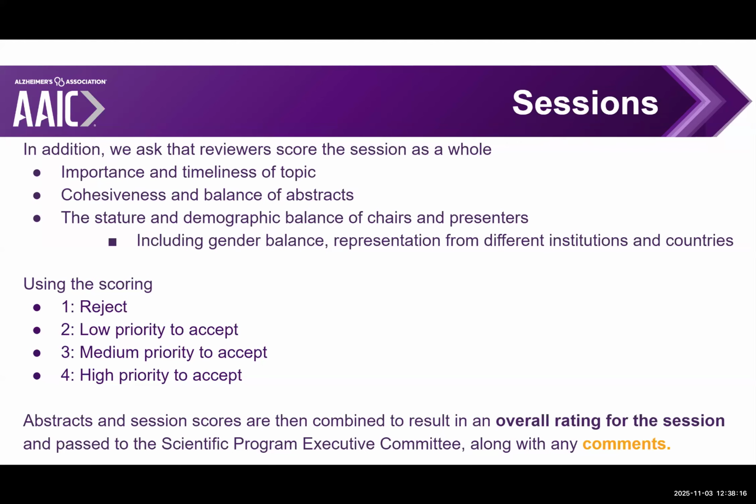When you are reviewing the session as a whole, you'll be able to score it as a whole with: reject, low priority to accept, medium priority to accept, and high priority to accept. Abstract and session scores are combined to result in an overall rating for a session, and that is also passed along to the planning committee anonymously, along with any comments given by the reviewers. Throughout this, leaving comments is really important. So please be sure to leave your thoughts as you review any abstracts or sessions for AAIC.